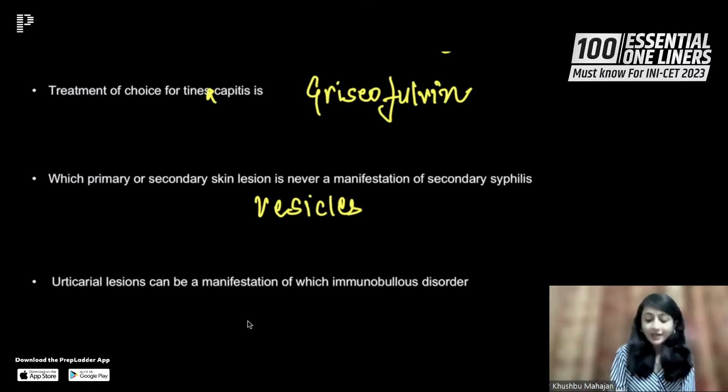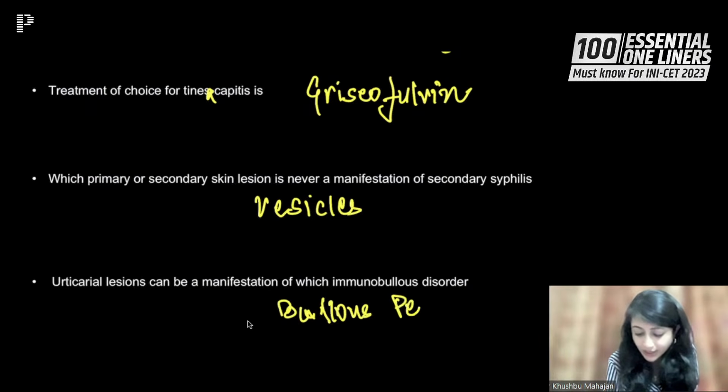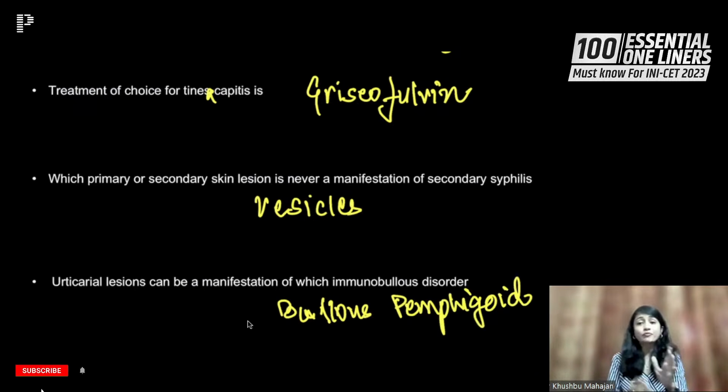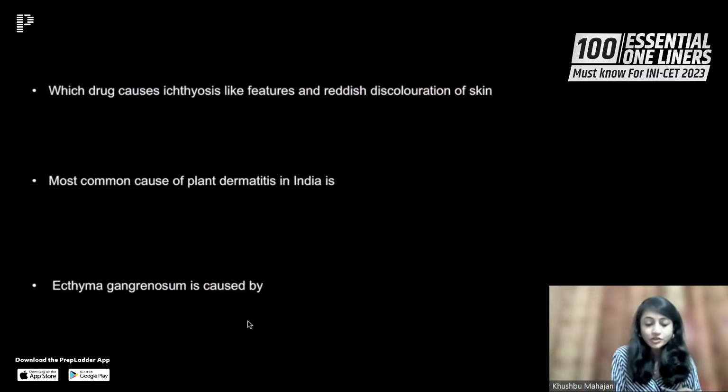Yes, Prem, you are right. It is bullous pemphigoid. So remember, students, bullous pemphigoid usually has a pre-bullous stage in which the patient presents with urticaria. That's why in bullous pemphigoid you see eosinophilic microabscesses, right? So urticarial lesions are manifestations of bullous pemphigoid, right? I think only Prem got it right. Well done, Prem. Next question.